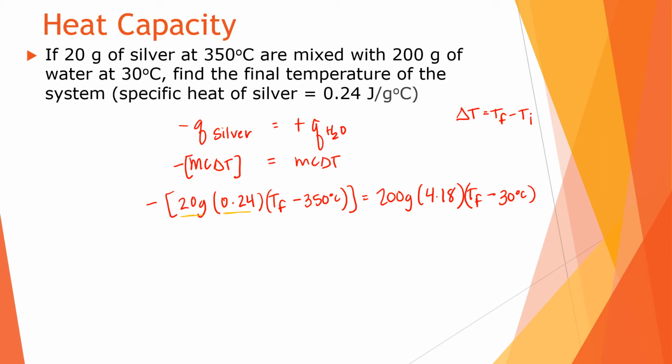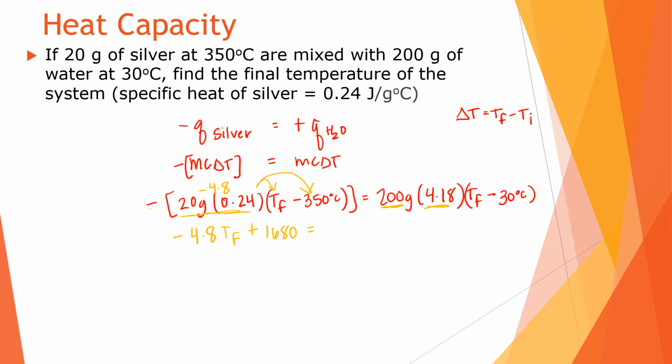I get negative 4.8, so negative 20 times 0.24 is negative 4.8. Now remember, when we have algebra, to distribute to both of these. So we have negative 4.8 times the final temperature, and then negative 4.8 times negative 350 gives me a positive 1680. Again, this is not complicated.